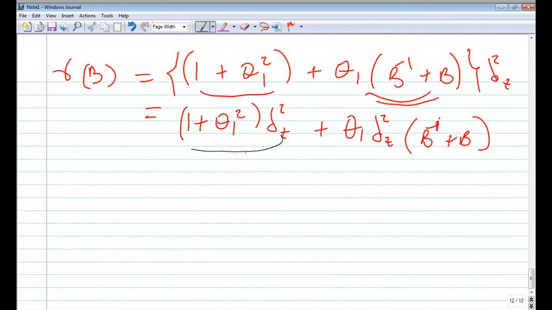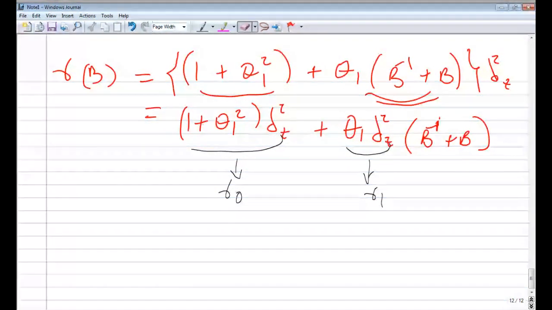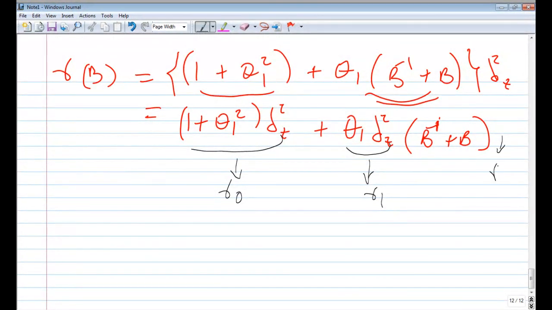The whole of this, we call it gamma 0, because they are constant. And this one, because they have B inverse and B, we call it gamma 1. Here we were supposed to have maybe B to the power minus 2 and B squared, but there is nothing there. So therefore gamma 2 is 0, because there is nothing there.